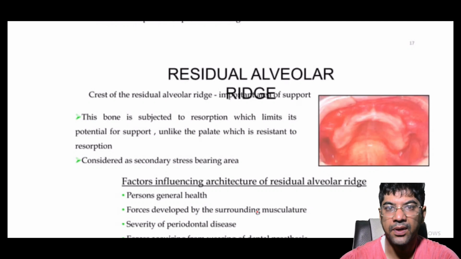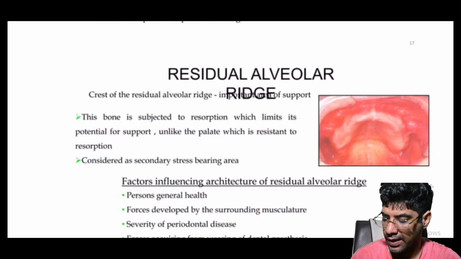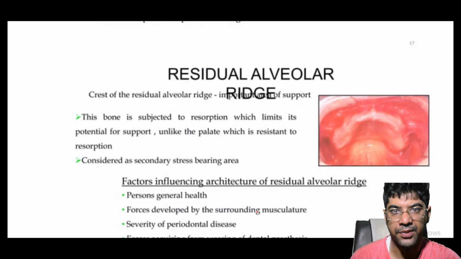Next comes the residual alveolar ridge, the portion of alveolar ridge remaining after tooth extraction, which resorbs over time. The residual ridge resorbs rapidly after the tooth extraction, but supports the denture with its resilient submucosa. Now the crest of the ridge, remember, may act as a secondary stress bearing area, but the posterolateral border portion is primary.